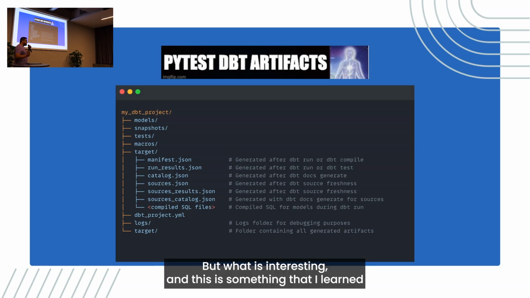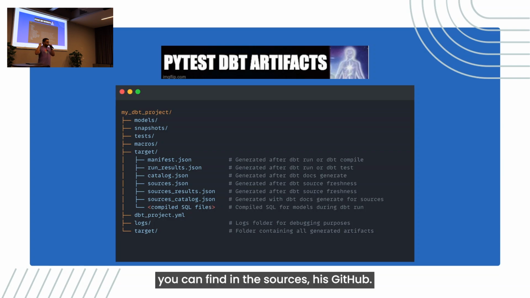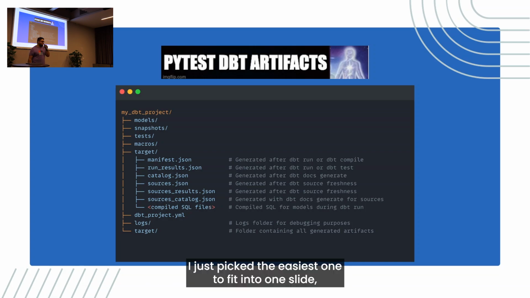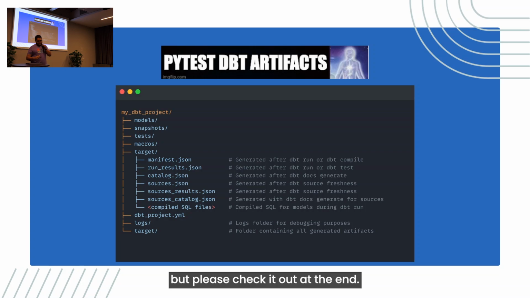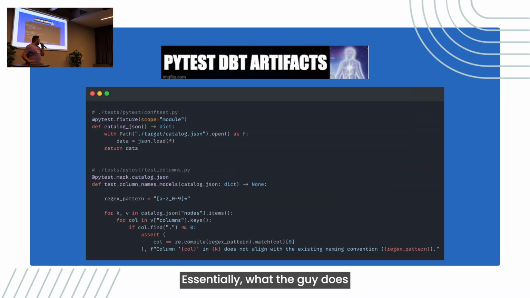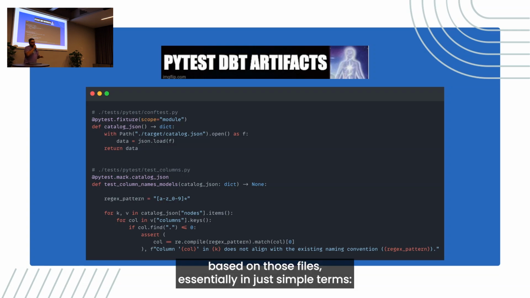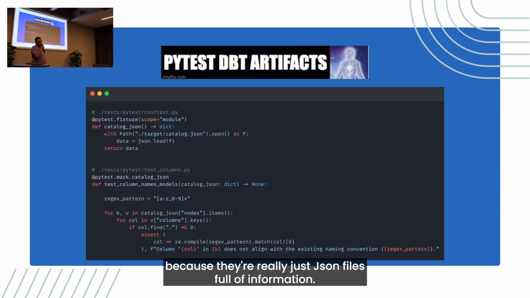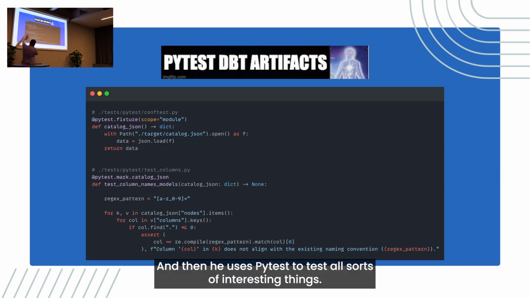But what is interesting, and this is something that I learned from a colleague of mine, you can find in the sources his GitHub. He has a repository where he has hundreds of examples. I just picked the easiest one to fit into one slide, but please check it out at the end. Essentially what the guy does is create a DBT fixture based on those files. In simple terms, it opens them with Python because they're really just JSON files full of information. And then he uses Pytest to test all sorts of interesting things.